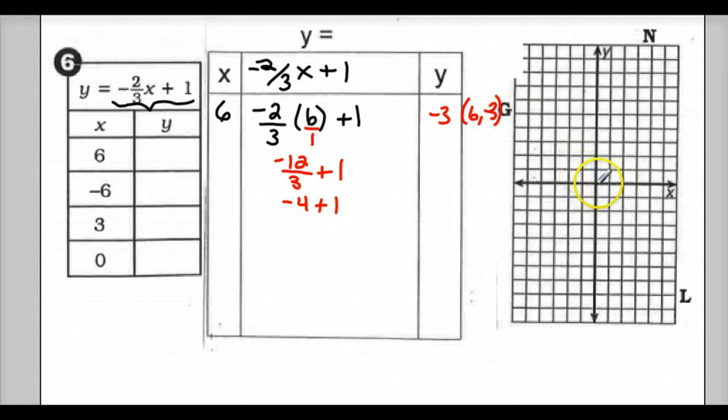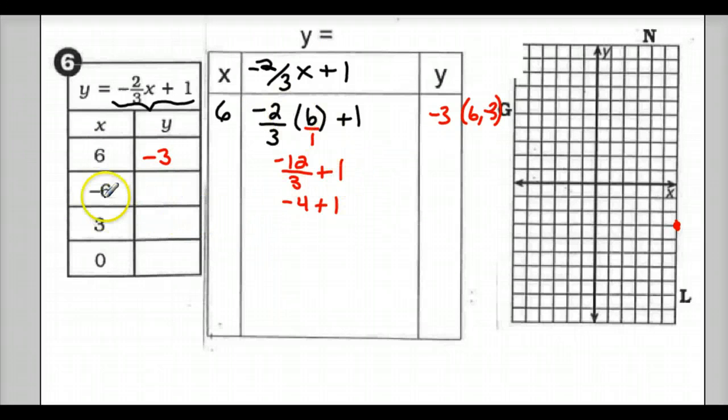Now I'm going to graph it. So I go 6 over in the positive direction, and I go down 3. And I put my little line right there. Or not my line, my dot. Okay, my next x value. Oh, I forgot we got to put negative 3 right there.